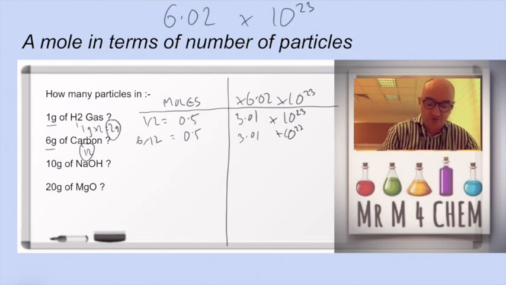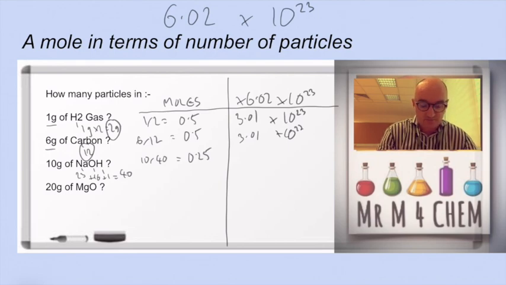Okay, cute. So 10 grams of sodium hydroxide. Sodium is 23, oxygen is 16, hydrogen is 1. So the molecular mass, just add them together. 23 plus 16 is 39, plus 1 is 40. So moles is mass over Mr. 10 over 40, 1/4, which is 0.25. So that's going to be a quarter of 6.02, which is about 1.5 by 10 to the 23.